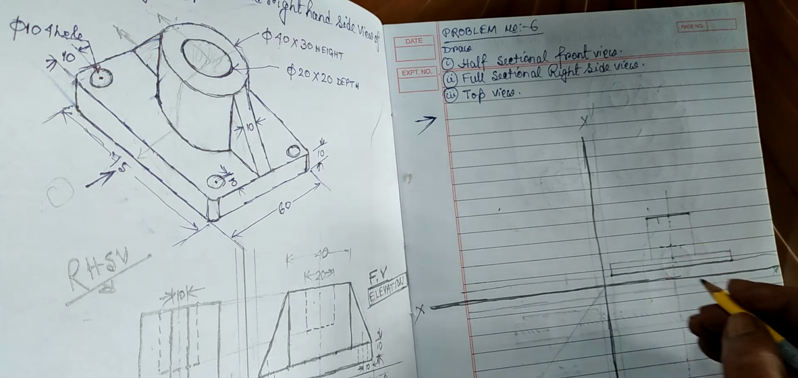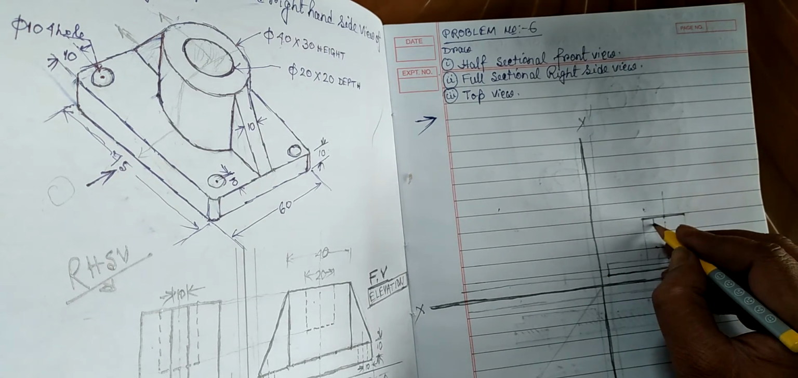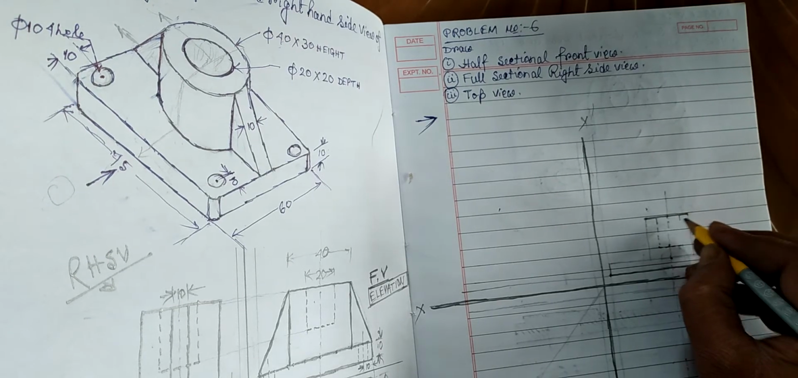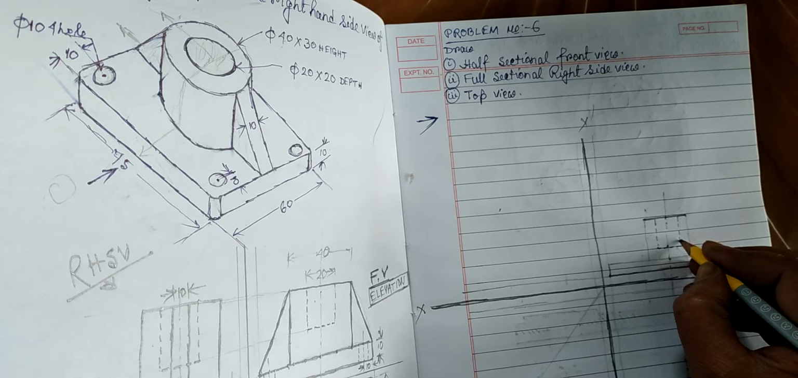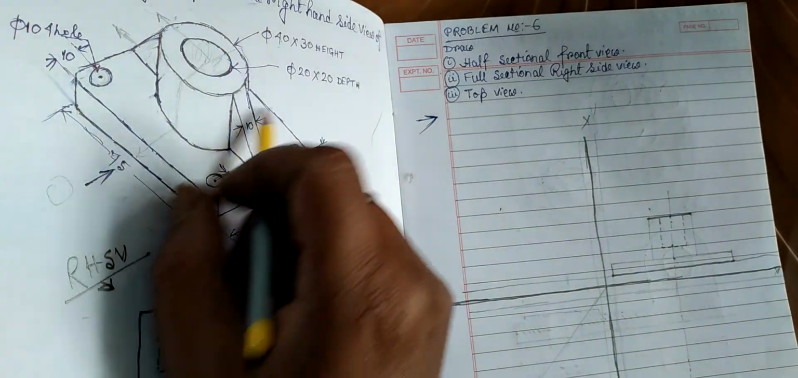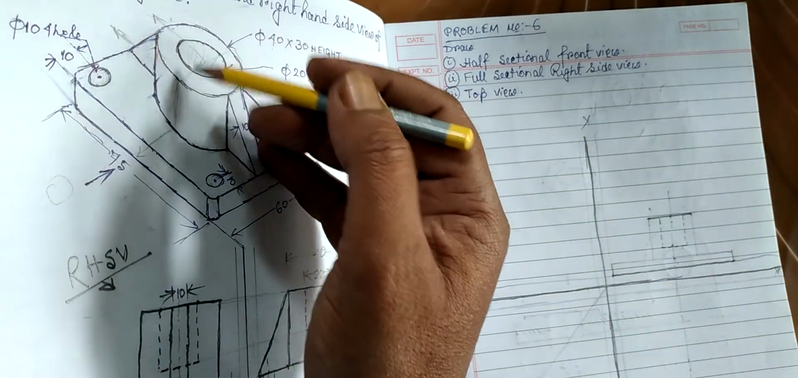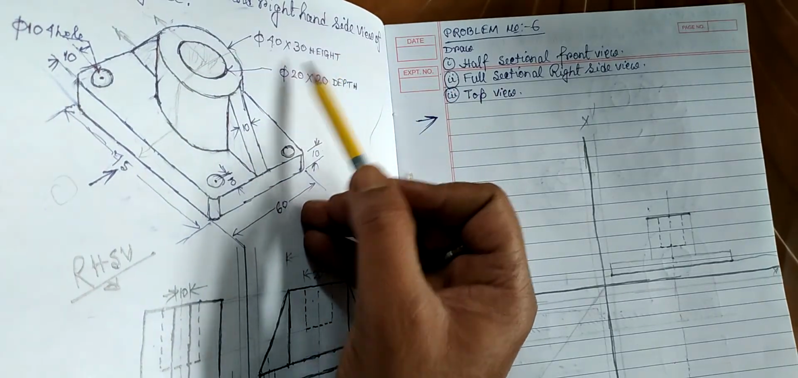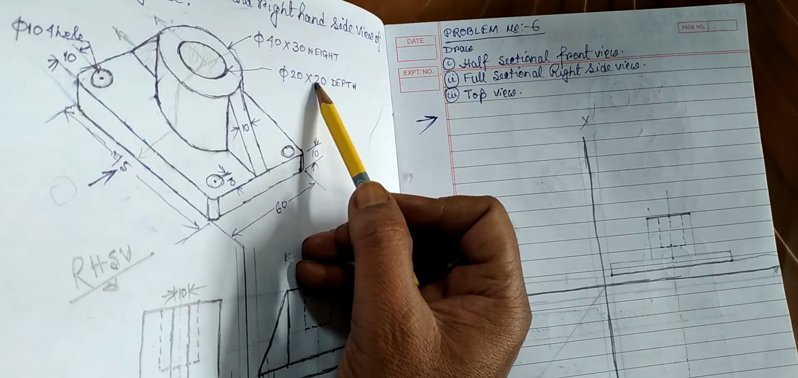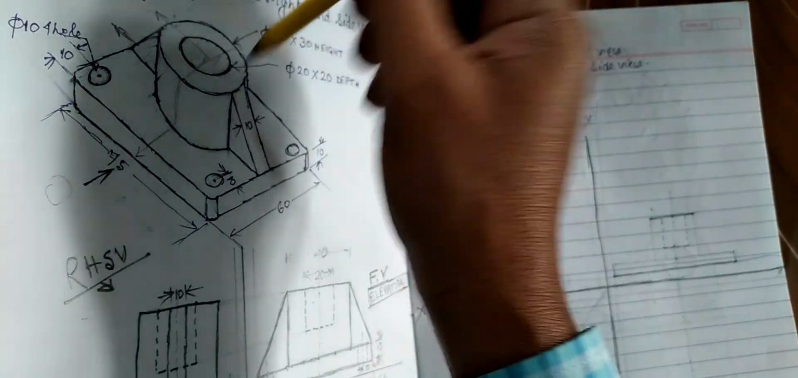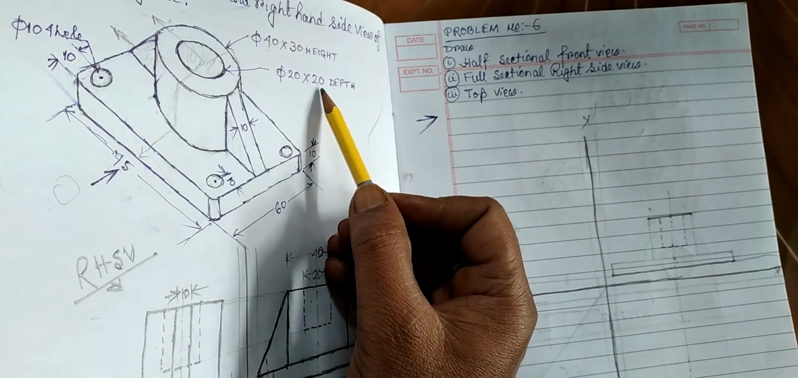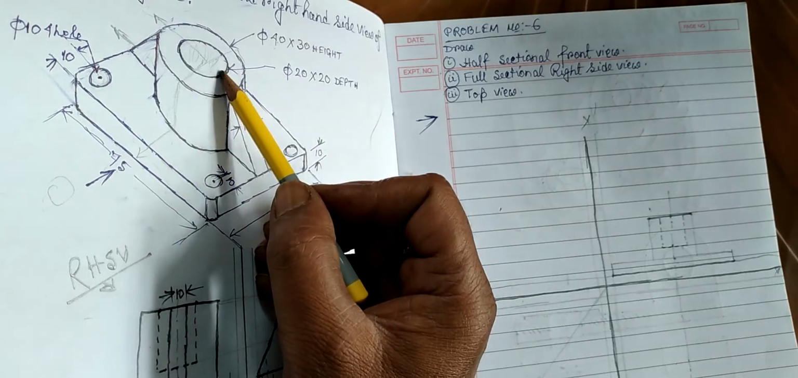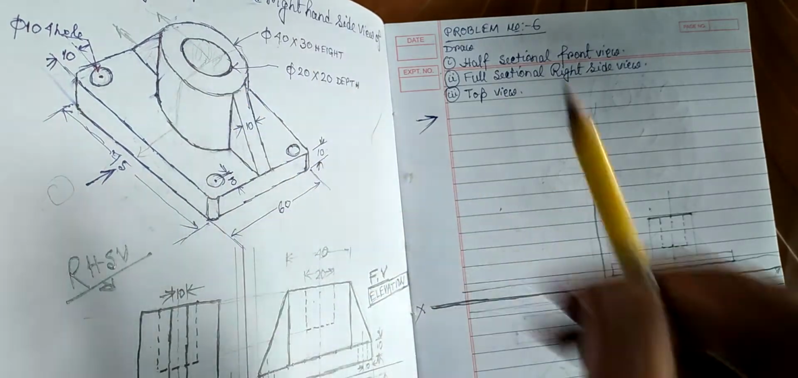If the view is not a sectional view, then we can't see it from the front view. So draw dashed line, first of all, for this hollow. This is a blind hole, not a through hole, whose depth is how much? 20 millimeter. So it is a blind hole, not a through hole. Depth is 20 millimeter, and diameter from here to here is 20, means radius is 10 millimeter.